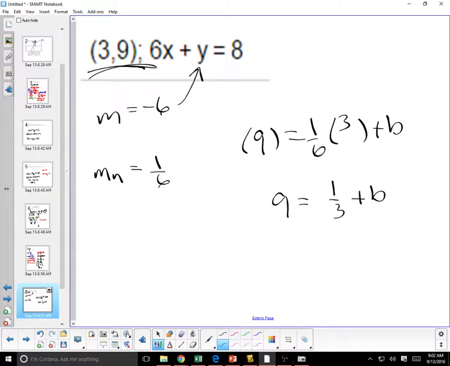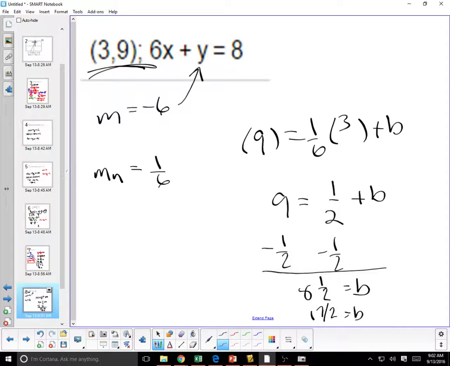Thank you, you're right. One half. Thank you. 1/2. So if I subtract 1/2 from both sides, b is 8.5, which is 17/2. Right? So my equation, the perpendicular one I'm looking for, is y equals 1/6 x plus 17/2.